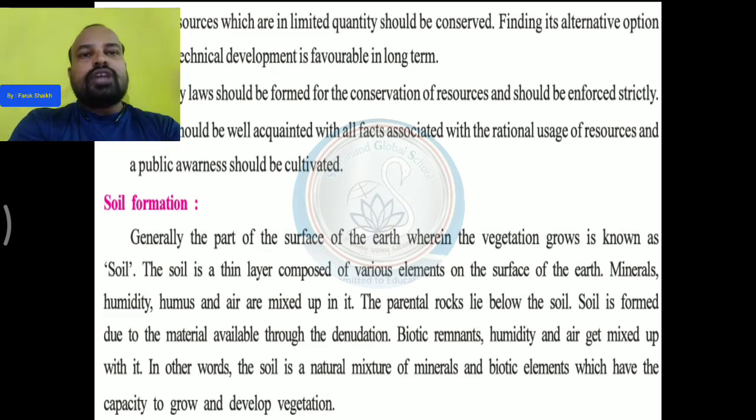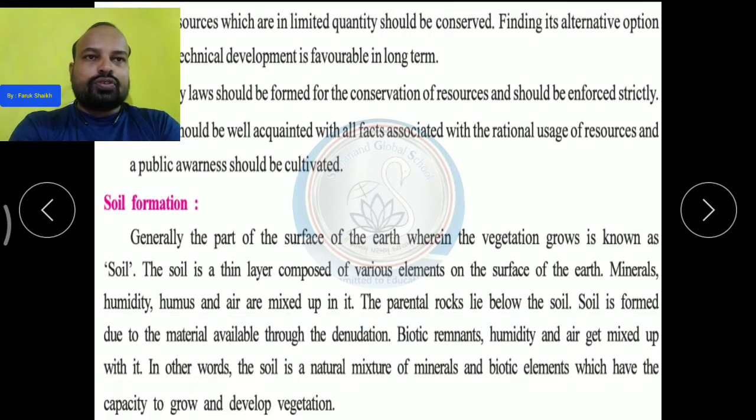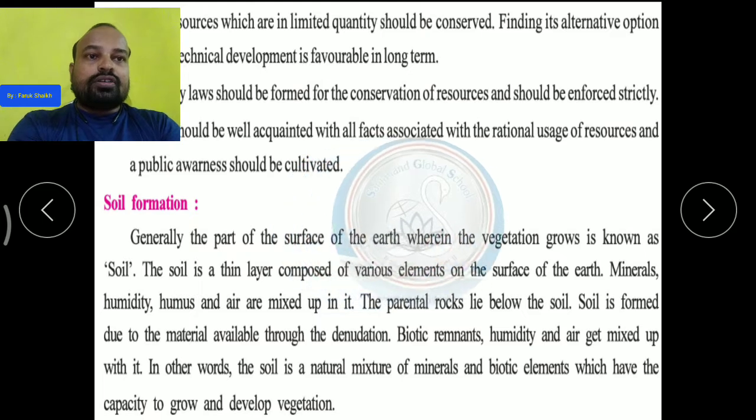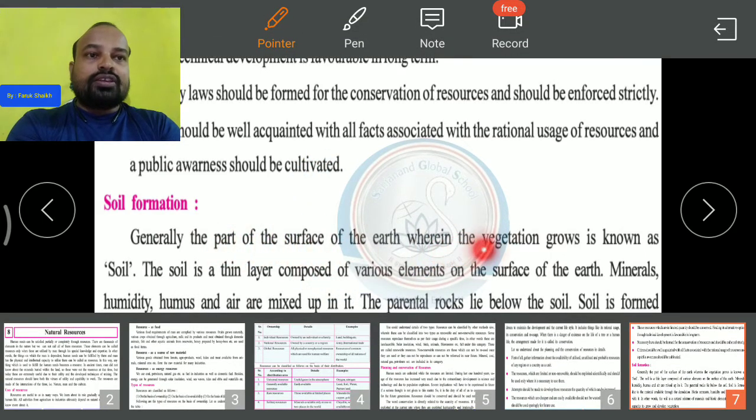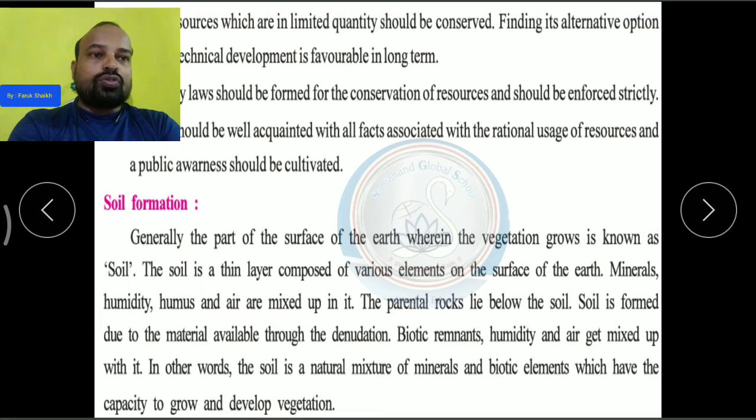Today I am going to teach you about soil formation. Soil is a very important part of our life on the earth. The upper surface layer of the earth is called soil. The part of the upper surface of the earth where vegetation grows is known as soil.